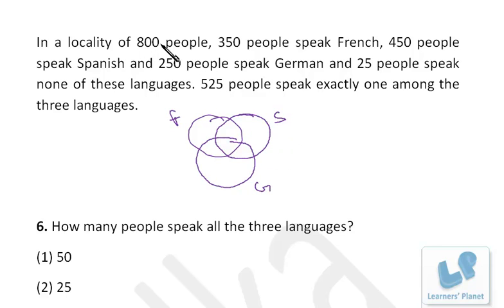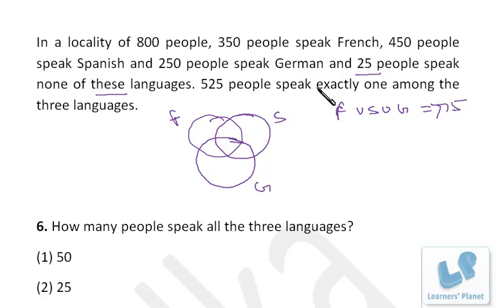Now, out of 800 people, 25 people speak none of these languages. That means sum of these 3 circles must be 800 minus 25, that is 775. That means F union S union G must be 775. Now, so total of this circle is 350, then 450 this circle, and 250 this circle, right?